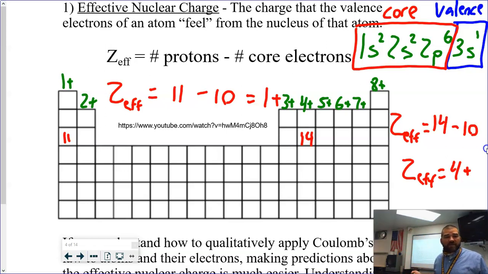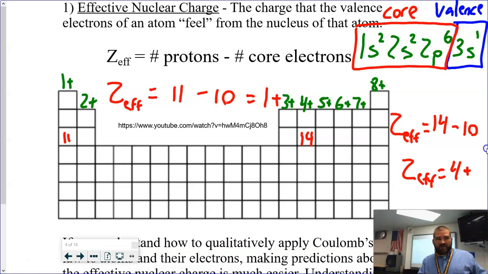In column 1, those elements have 1 valence electron. In column 2, those have 2 valence electrons. In column 3, they have 3. Column 4, they have 4. Column 5, they have 5. It's the same exact pattern. So for both the valence electrons of an atom and the effective nuclear charge, it's 1, 2, 3, 4, 5, 6, 7, 8. Those patterns are the exact same. They're talking about different things, but they're related.